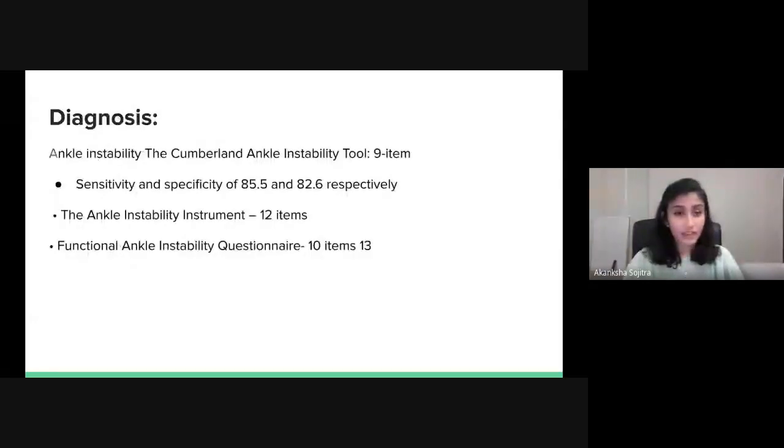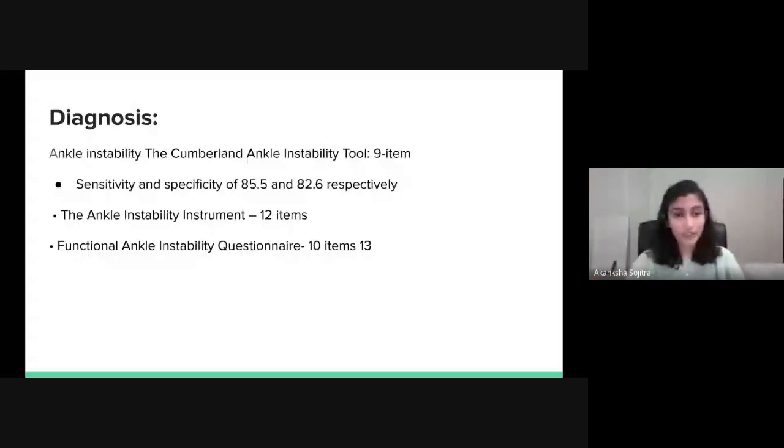Now, for diagnosis, a lot of tools are used clinically which have good specificity and more reliability over a period of time. You can use the ankle instability equivalent tool, which has good sensitivity and specificity of almost 80%. And ankle instability instruments, which has a 12-item questionnaire, and the functional ankle instability questionnaire. It also goes over different functions, and so you can track the progress of the patient.